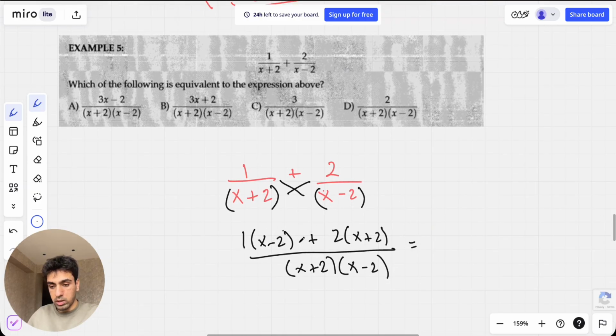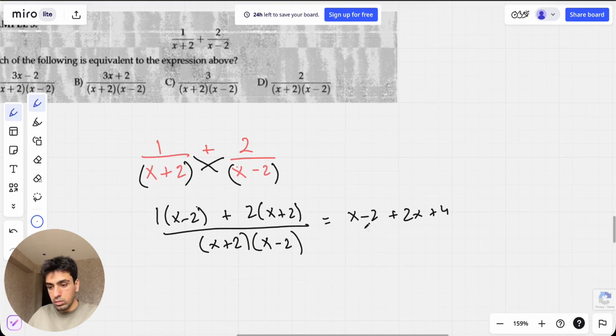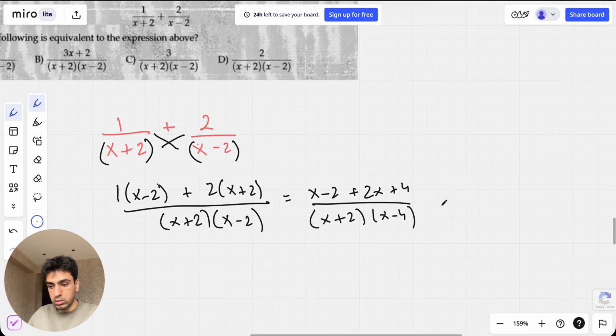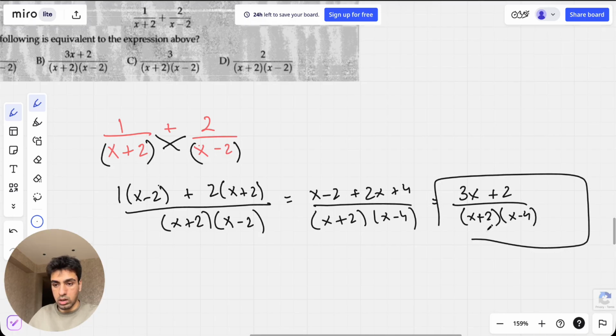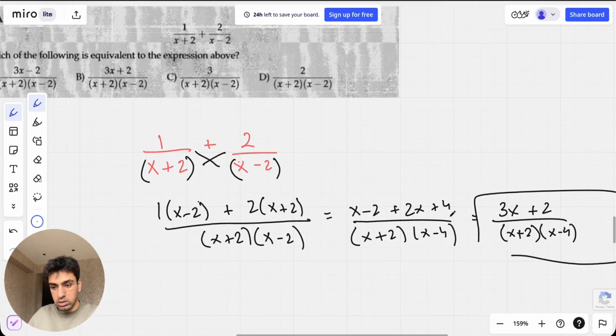If we open the brackets in the numerator, we get x minus 2, because 1 times this is the same thing. And over here we get plus 2x plus 4. And then you divide this by the same denominator, (x plus 2)(x minus 2). We can simplify this. We have x plus 2x, which is going to be 3x, and then minus 2 plus 4, which is plus 2, over (x plus 2)(x minus 2). That will be our answer. Sorry, this is minus 2. That's going to be B.